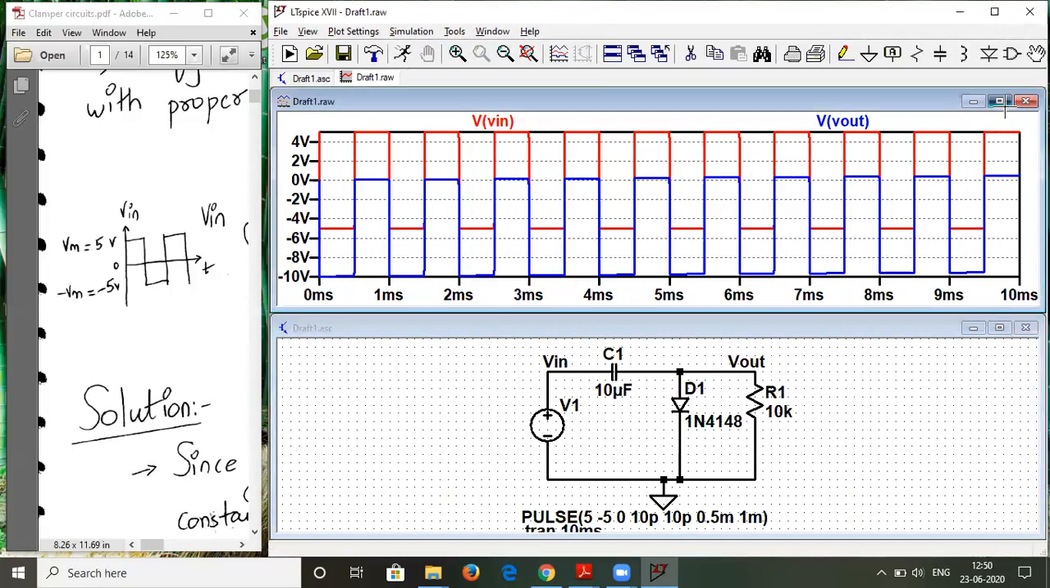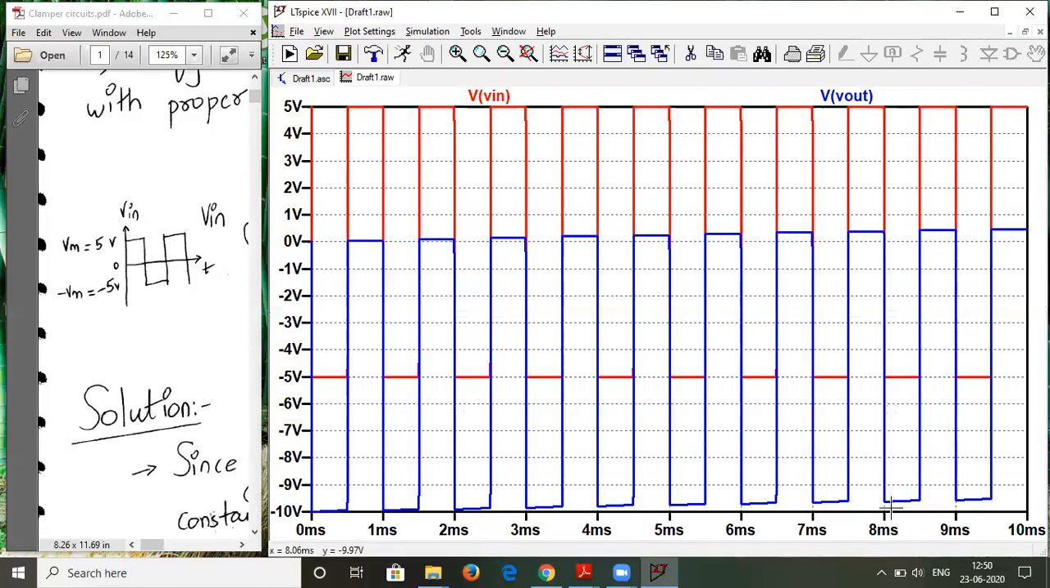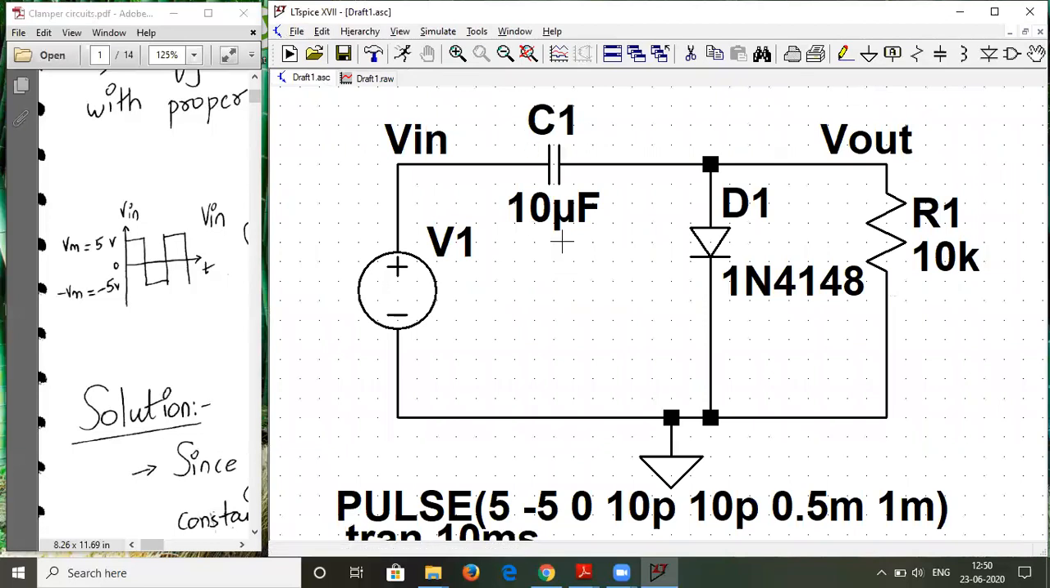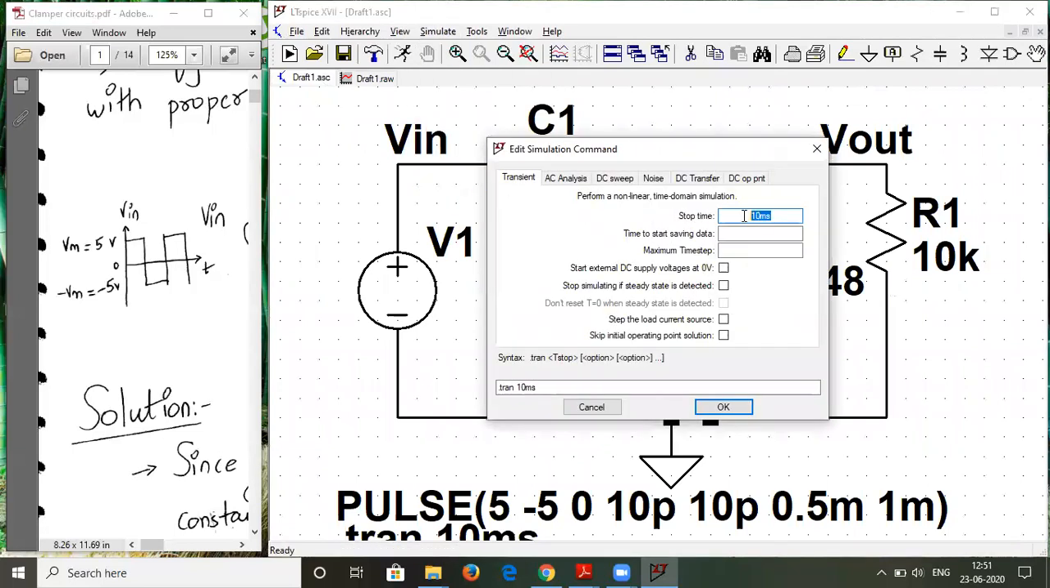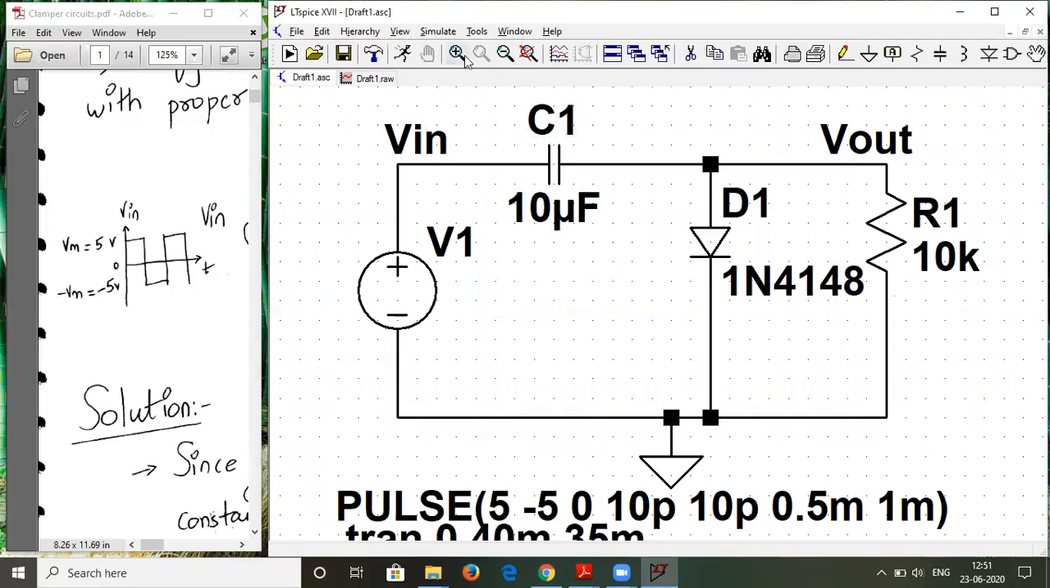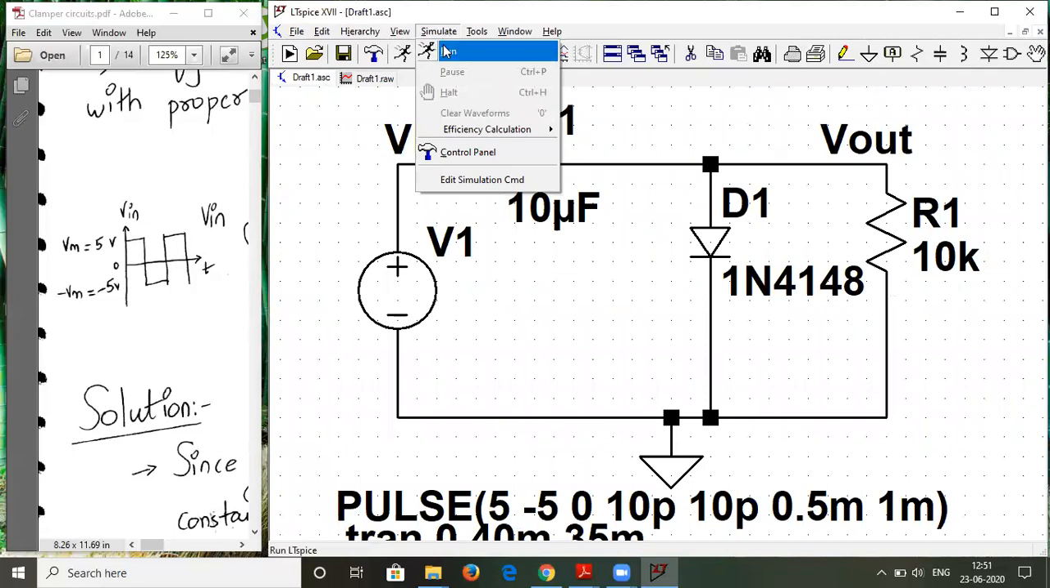One thing, if you notice carefully, is this waveform is slightly shifting upwards. Basically what happens is this capacitor is not pre-charged, right? So it will take some time to reach the steady state condition. So what we will do is go to simulate, edit simulation command, and let it be around 40 milliseconds. And you can start saving data around 35 milliseconds. I'll show you what I'm doing.